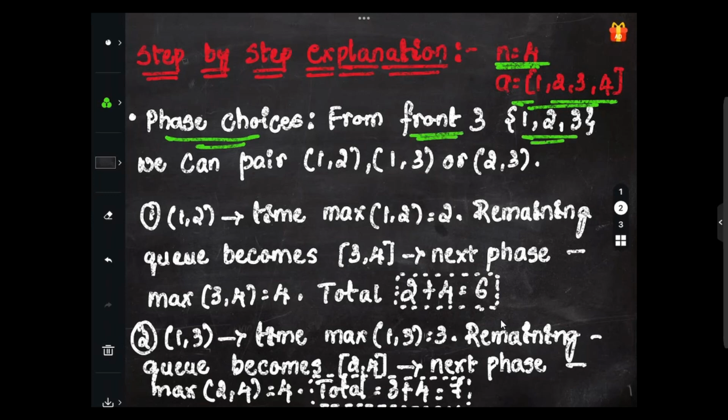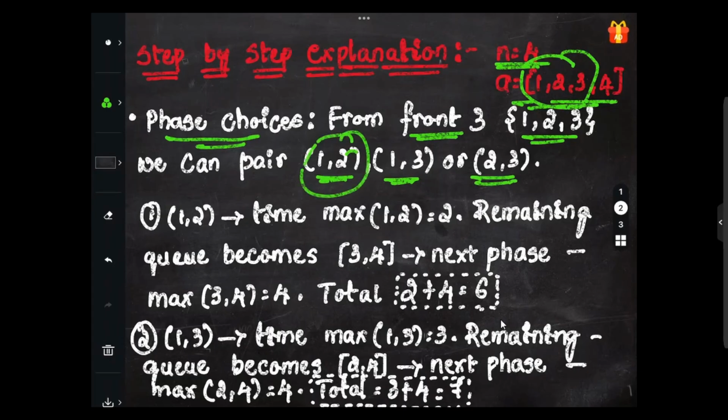From the front three, so nothing but the first three, 1 2 3, we can pair 1 2, 1 3 and 2 3, right? We have to pair in twos, so the pair can be 1 2, either 1 3 or 2 3. So these are the three pairs, right? This is fine, easy to understand. Let's move on with the first point here.